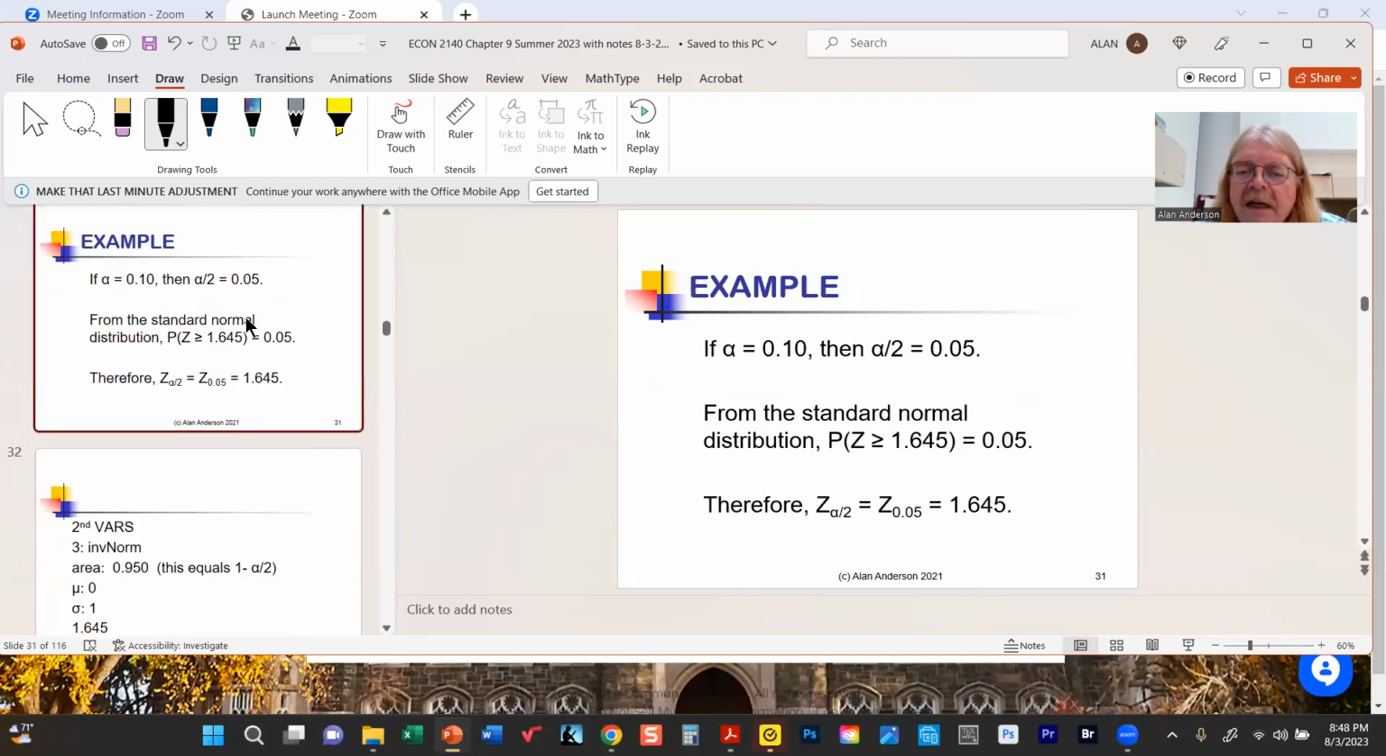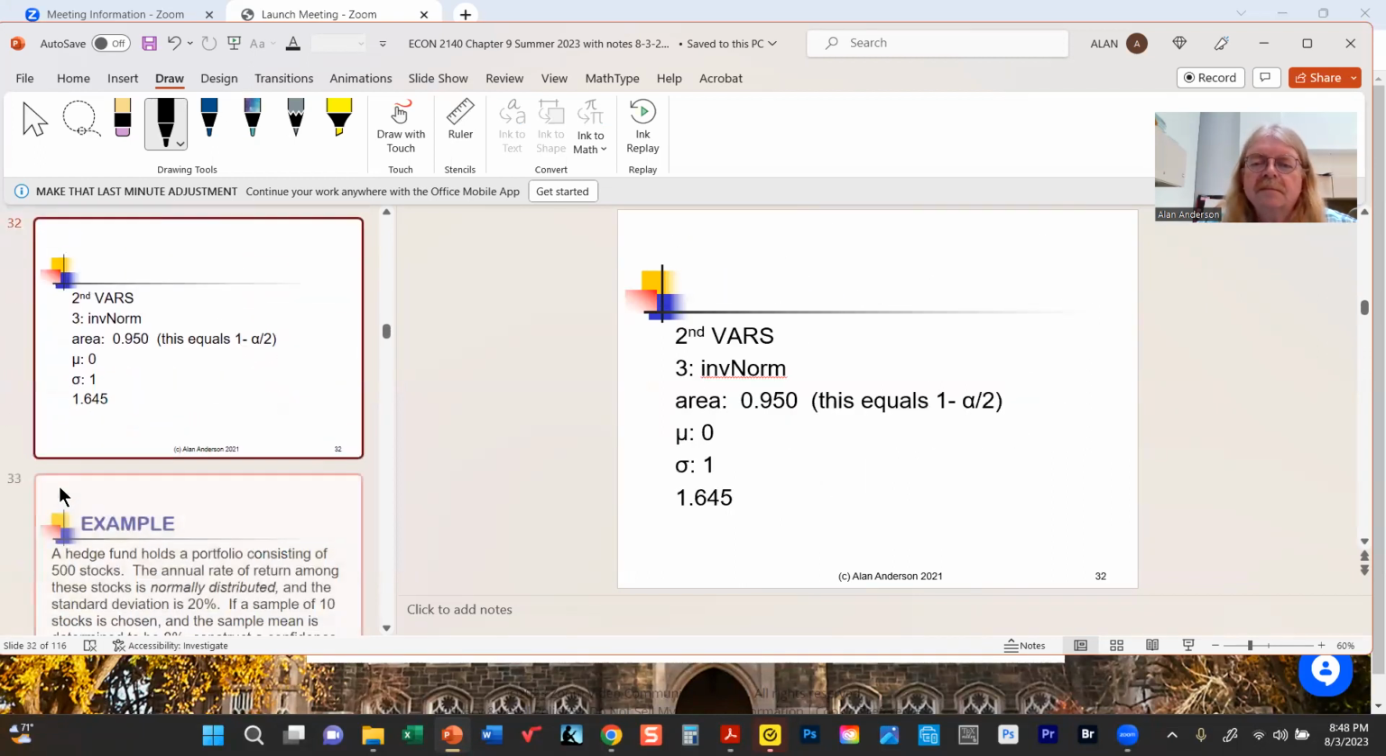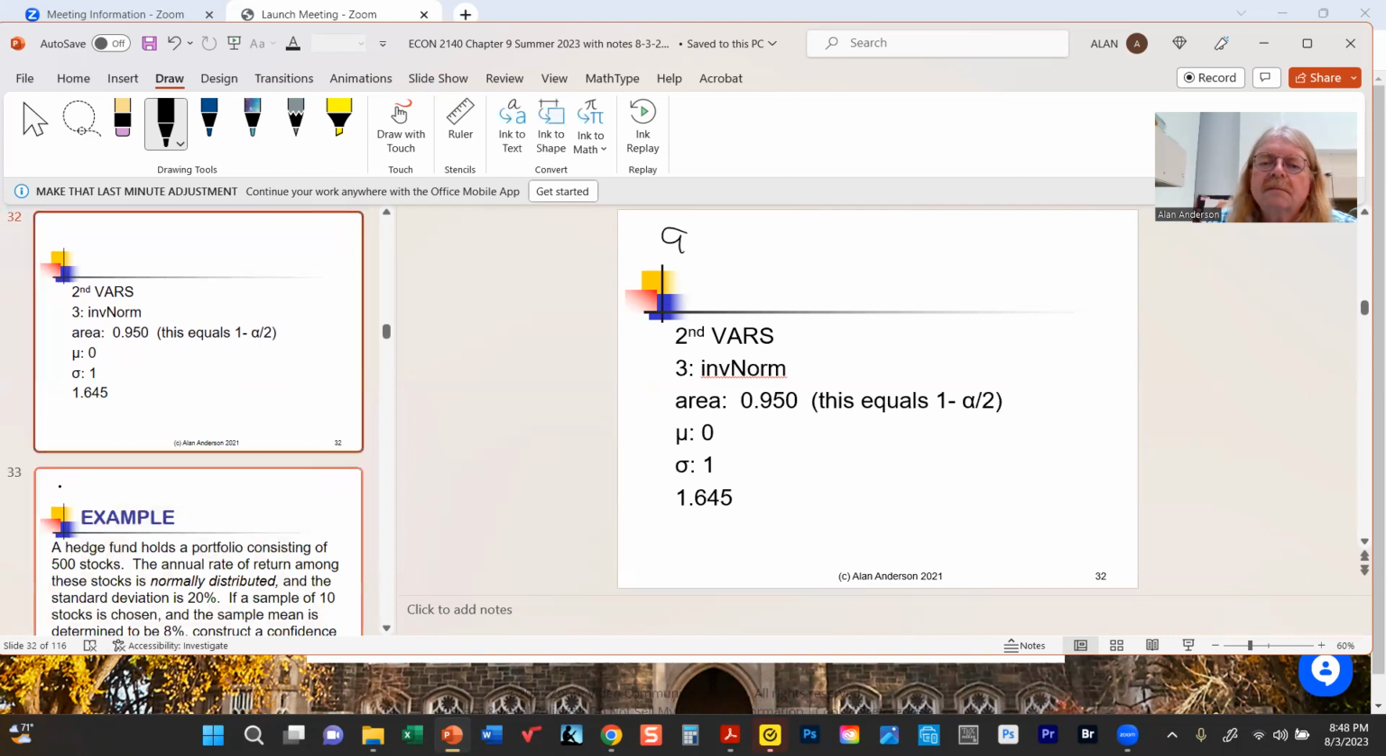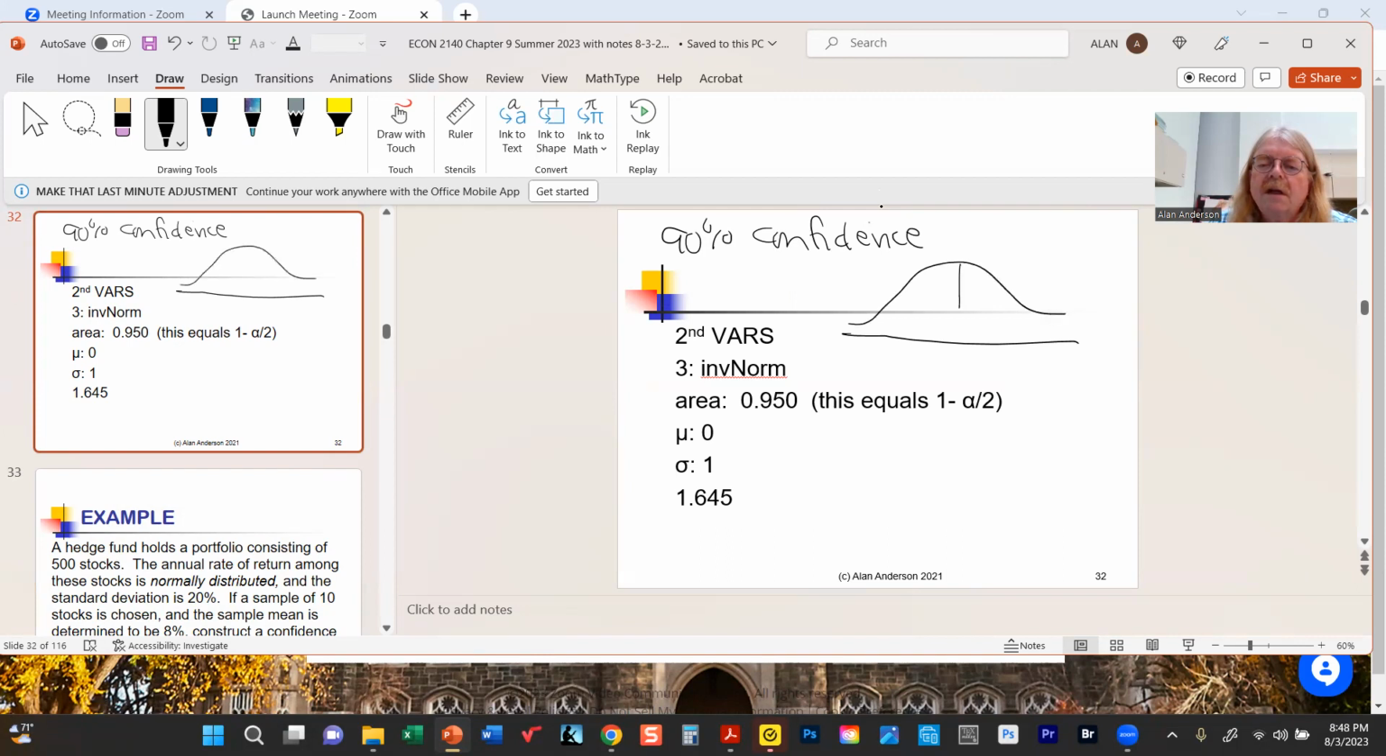And then finally, for 90% confidence, we're going to have 10% split up between the two tails, which means 5% in either tail, so that 90% is left in the center. Okay, if you're not sure, just double check and make sure that all the sections add up to 1.